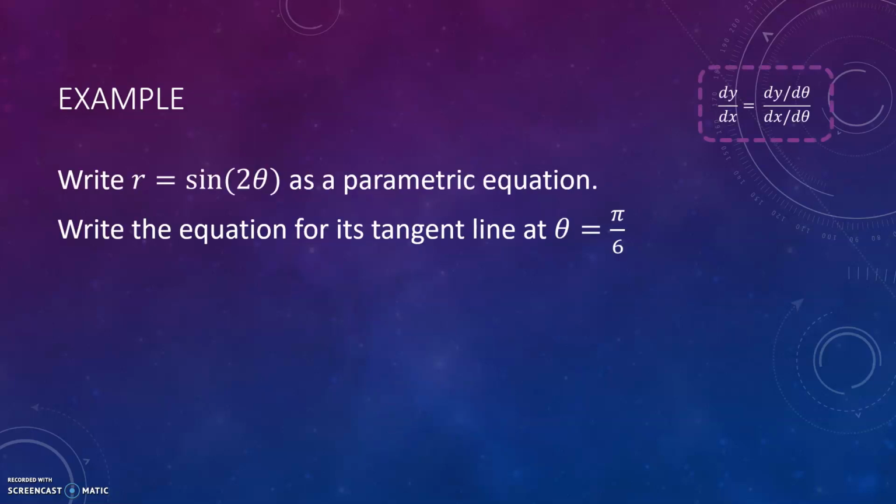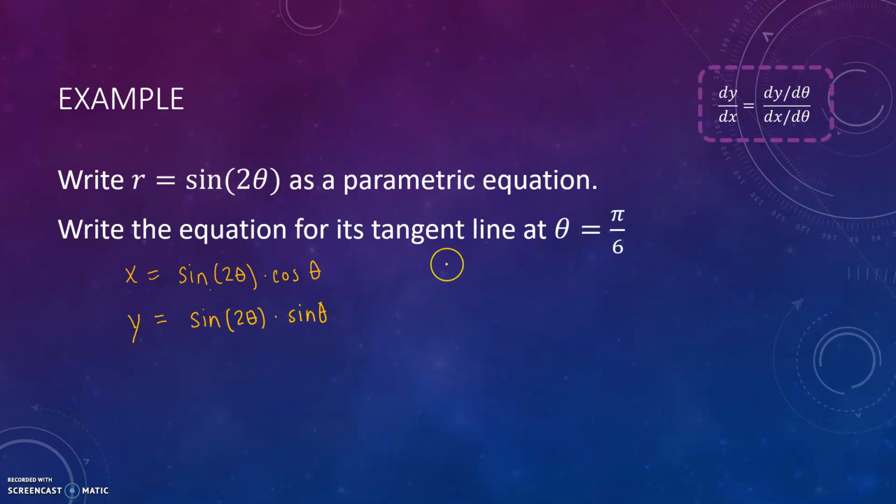All right, so we're going to do this one. So we're going to write r equals sine 2 theta as a parametric equation. So it would be x equals sine 2 theta times cosine theta, because it's r times cosine theta, and y equals sine 2 theta times sine theta. So that's our conversion.